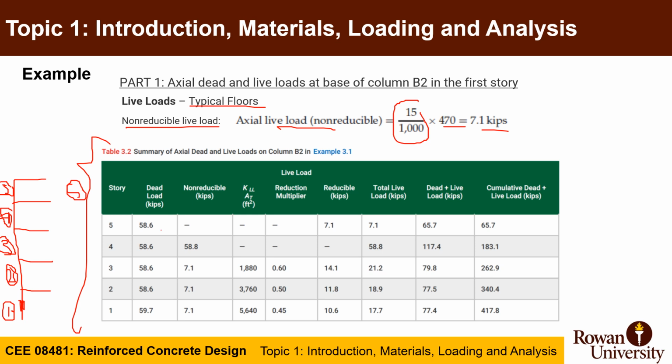will be 58.6, and for column 4, column 3, and column 2, except column 1 will be a little bit higher because the height is the only difference. It was higher by 2 feet.